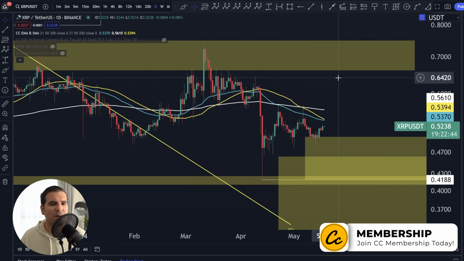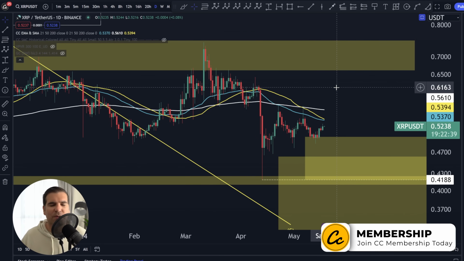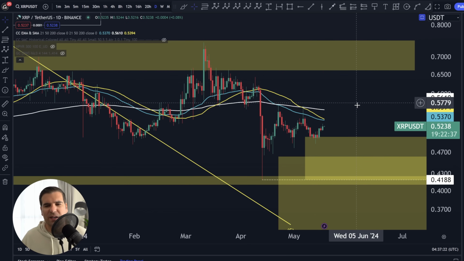Now, I cannot time the market. Timing the market is not something that I'm able to do, but I would say it's approximately looking at like 2 weeks away or so before we get this kind of bottom out and then reversal in the market.